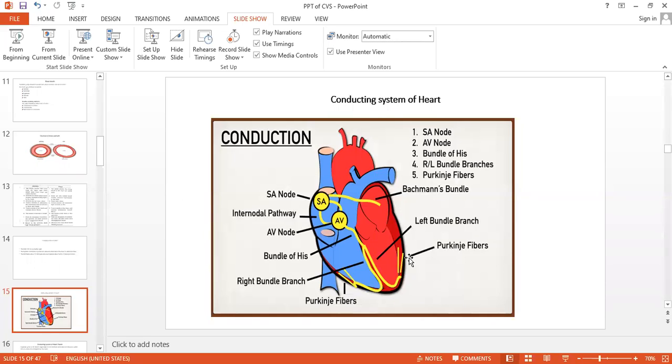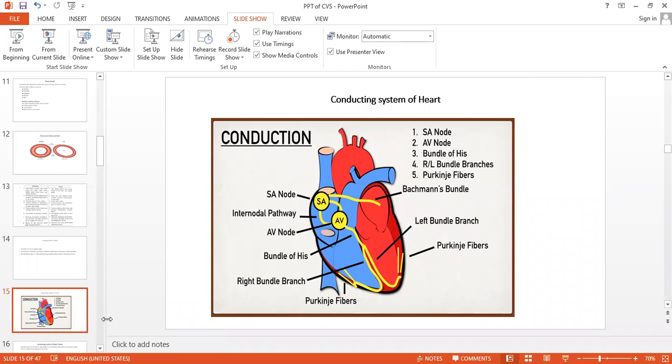The ventricle starts contracting. Now, have you understood the pathway? Just 5 events are there: SA node, then the AV node, then transmitted to the bundle of His, then to the right side and left side bundle branches, then to the Purkinje fibers.